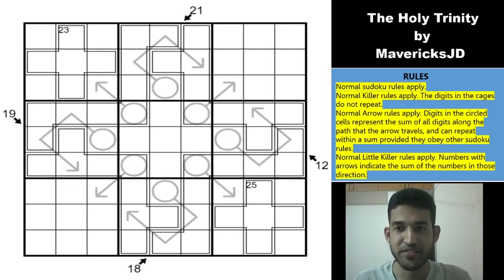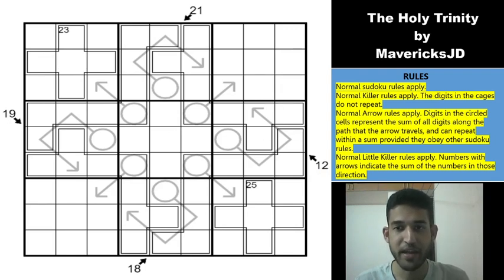And to commemorate the same, we are solving a Sudoku themed on the Easter day. So this Sudoku was created by MavericksJD and it is called the Holy Trinity. The rules of the Sudoku combine three rules: the killer cages rule, the little killer rule, and the arrow Sudoku rule as well.